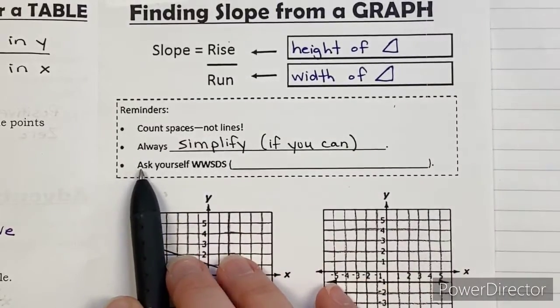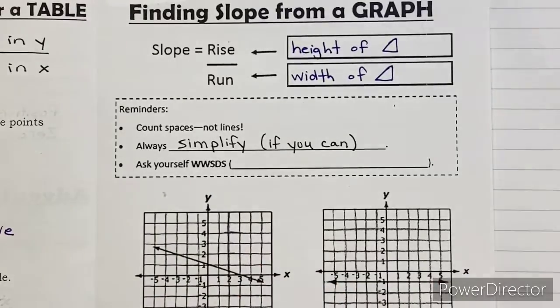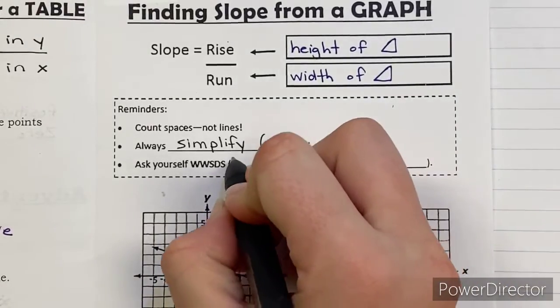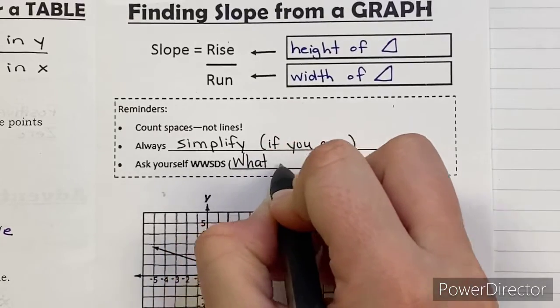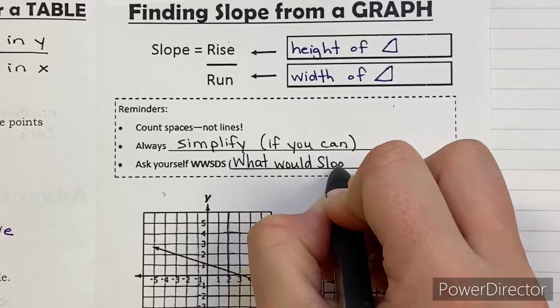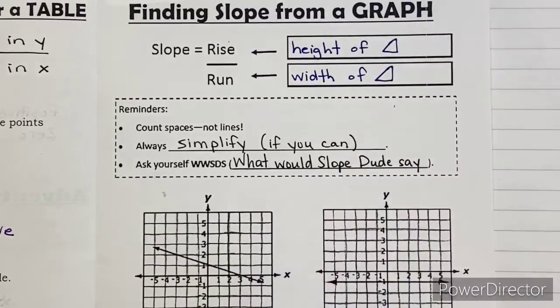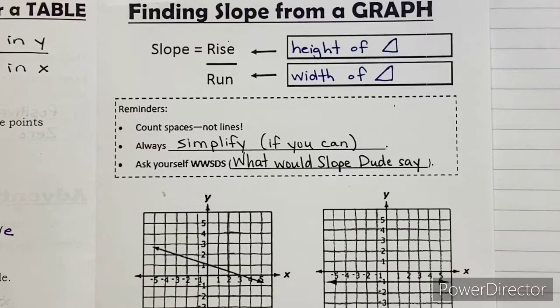And then the third one, it just says ask yourself WWSDS. That means what would slope dude say? So let's write that down, and then I'll explain what I actually mean by that. What would slope dude say?